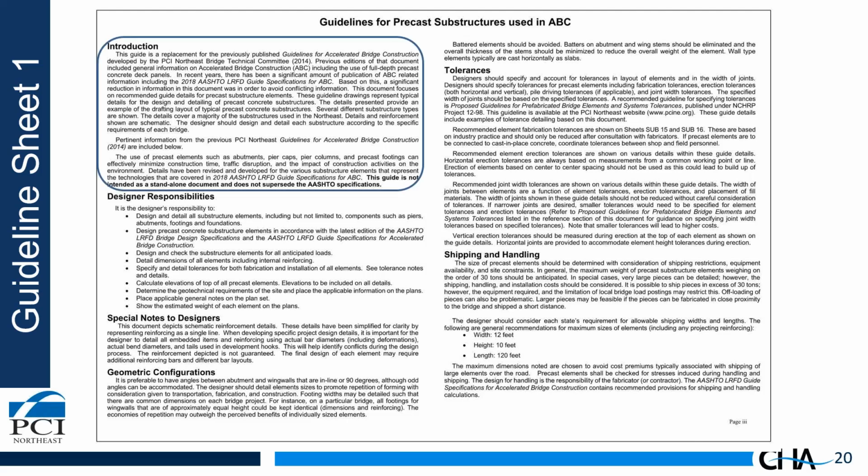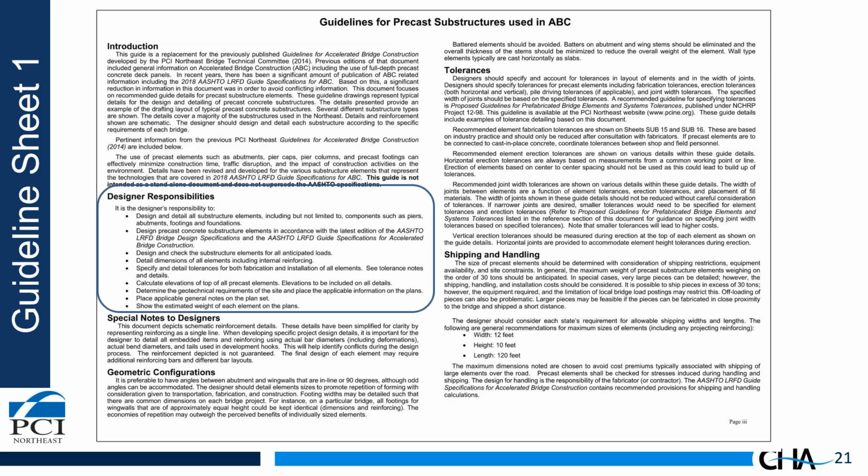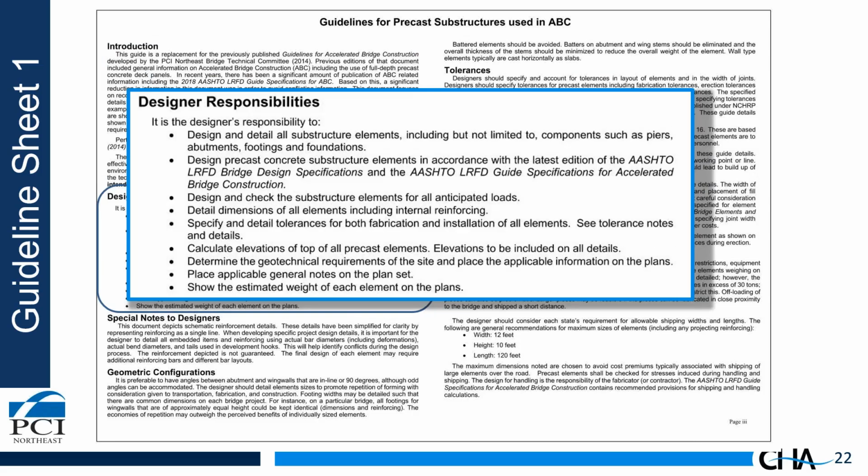So the first section is an introductory section, which just talks about the fact that this document is based on the AASHTO guide specification. The next section talks about designer responsibilities. This has to be clearly stated because there's a lot of work done by the fabricator on ABC projects and the contractor, so it needs to be clear what the designer was responsible for in the design of a precast substructure.